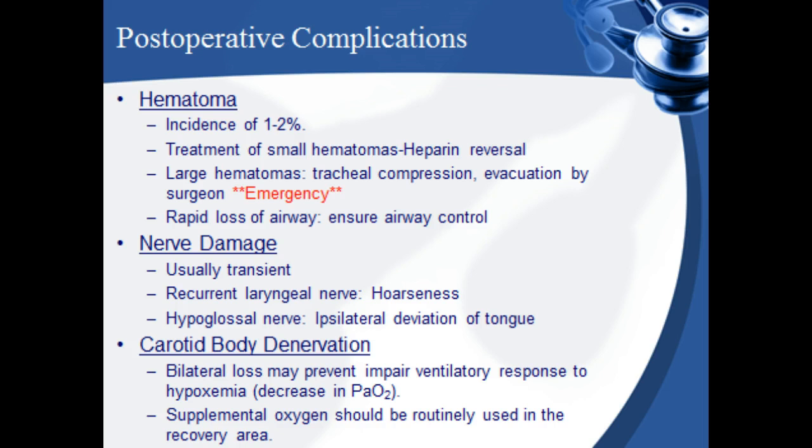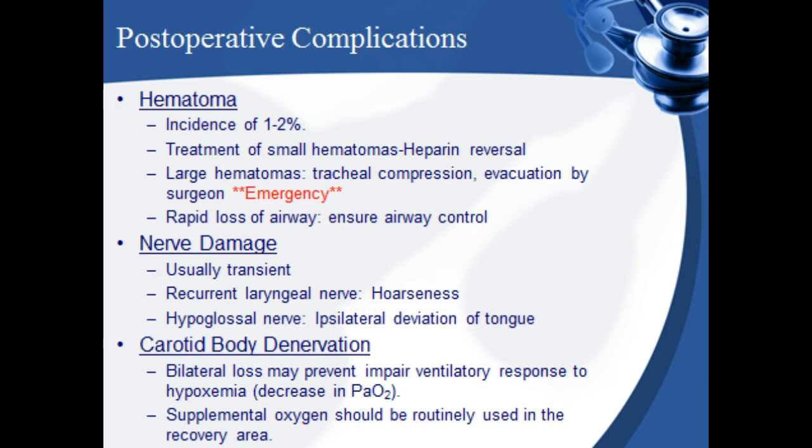Nerve dysfunction. Most of these nerve injuries are transient. They occur to the hypoglossal, recurrent laryngeal, or superior laryngeal nerves. You want to examine for difficulty swallowing. You want to protect the airway and prevent aspiration. Transient postoperative hoarseness can occur from recurrent laryngeal nerve damage and ipsilateral deviation of the tongue from hypoglossal nerve damage.